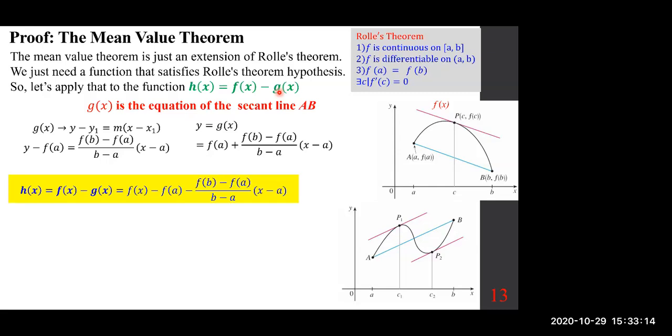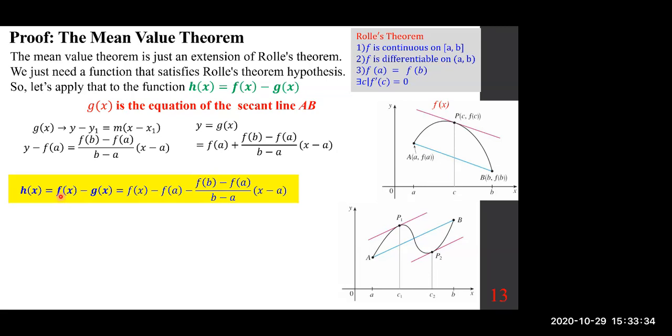So f of x minus g of x. What was g of x? This thing. That means minus f of a minus this. I hope you see that we are just doing basic elementary algebra, subtracting g of x from f of x.